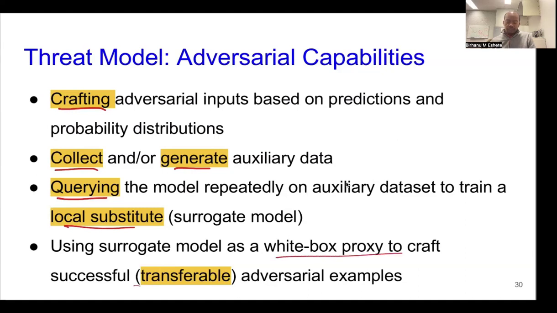proxy to basically craft transferable adversarial examples that would tell you that, if the adversarial examples work on this local substitute model, then they would work on the target model because you trained the substitute model using the labels generated by the target model. Okay, so you used the target model as your labeling oracle, which basically speaks about the functional equivalence between the target and the substitute model. So these are the threat model considerations for adversarial examples.